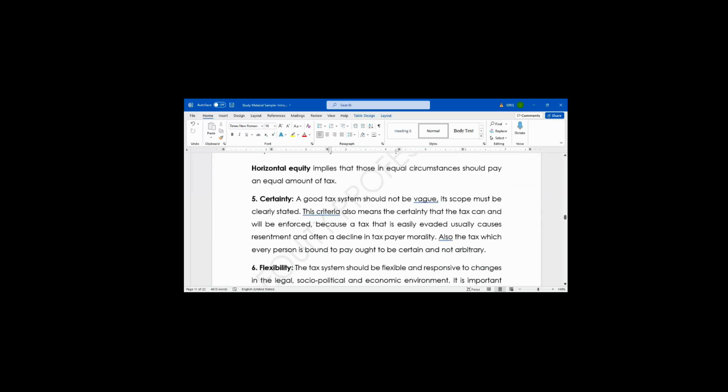Another principle of certainty. Certainty simply means the method used by the tax authority to compute tax to be paid should be clear to the taxpayer. Tax should not be ambiguous. It should not be rigid. It should not be something that people cannot understand. The method used in computing the tax should be clear to the taxpayer.